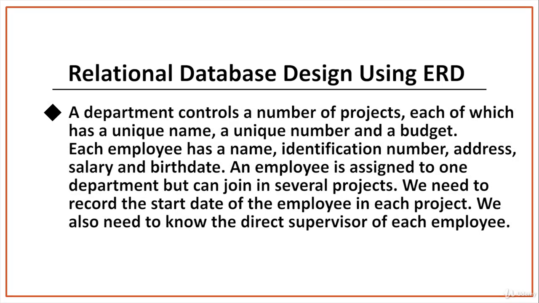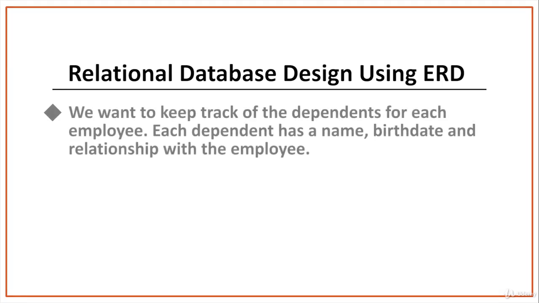Each employee has a name, identification number, address, salary, and birth date. An employee is assigned to one department, but can join in several projects. We need to record the start date of the employee in each project. We also need to know the direct supervisor of each employee. We want to keep track of the dependents for each employee. Each dependent has a name, birth date, and relationship with the employee.